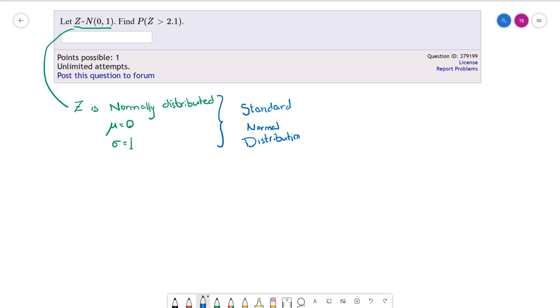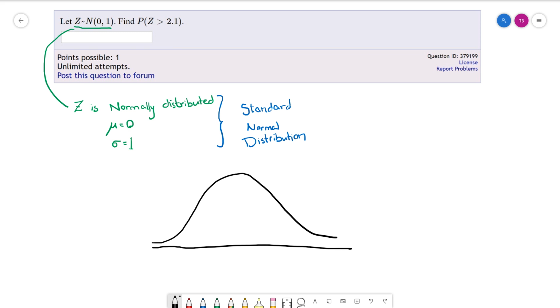Okay, so now that we understand what we're dealing with here, we want to find the probability that z is greater than 2.1. So the best way to deal with this, let's draw it out. Let's draw a little normal curve here, a little bell-shaped curve, mean 0, so it's right in the middle. And we want to find the probability that z is greater than 2.1. So let's draw that out.